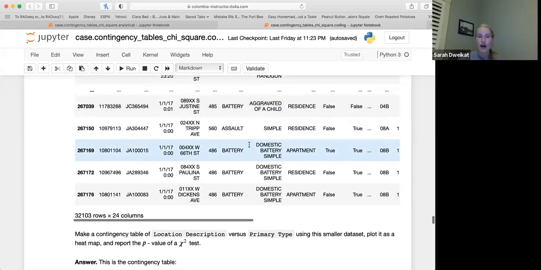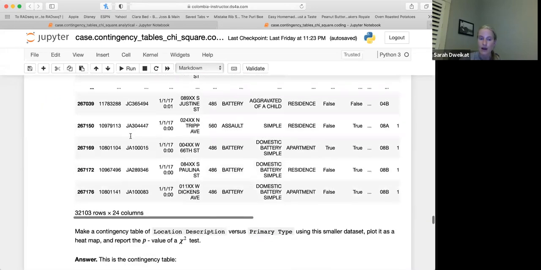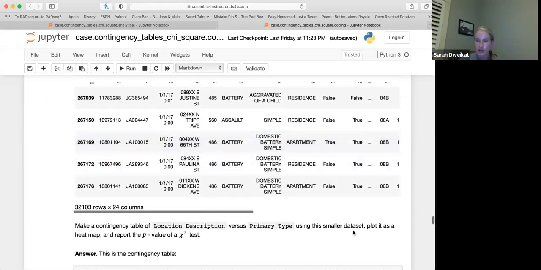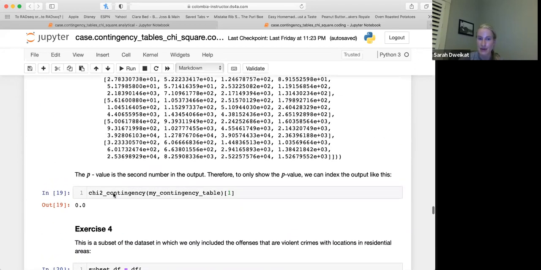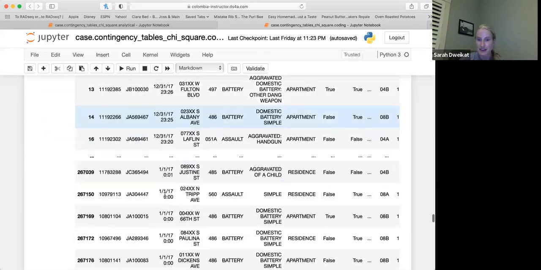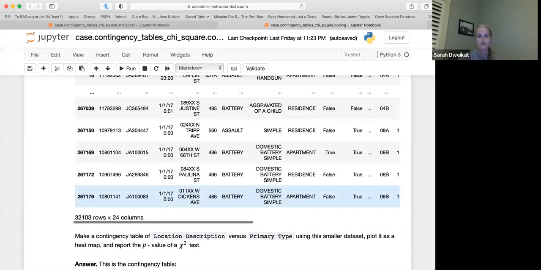So now we want to make a contingency table of that location description versus primary type using this smaller data set. Remember, we named it subset df. So we want to make a contingency table using the smaller data set, plot that as a heat map, and then report the p-value of the chi-square test. So basically, using this subset data set, we want that p-value, a contingency table, and a heat map. So let's take just a minute.